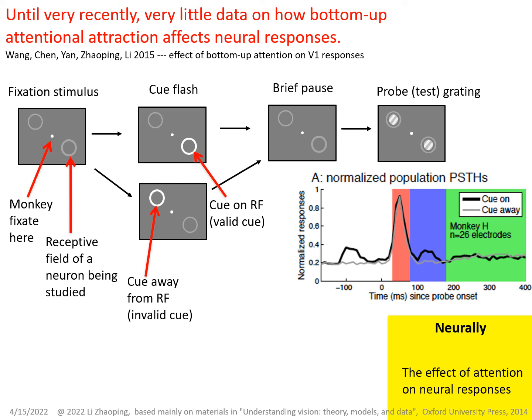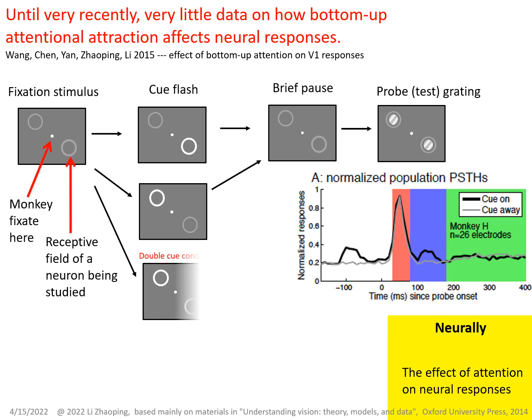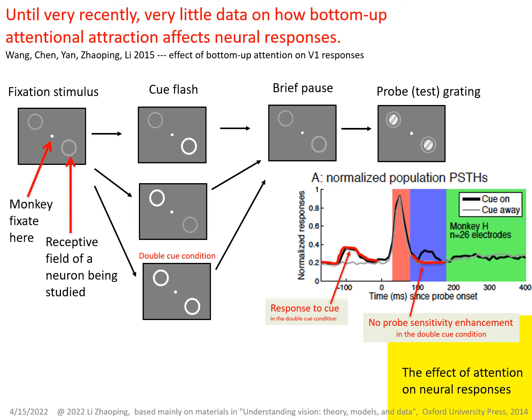One way to resolve this is to simultaneously flash two cues, one on the receptive field and one away from the receptive field. In this double cue case, the neuron responds to the cue inside its receptive field as it should, but there's no enhancement to the probe. So just having a cue in the receptive field is insufficient to cause a probe enhancement. It also requires no competition from the second cue for attentional attraction to the receptive field.